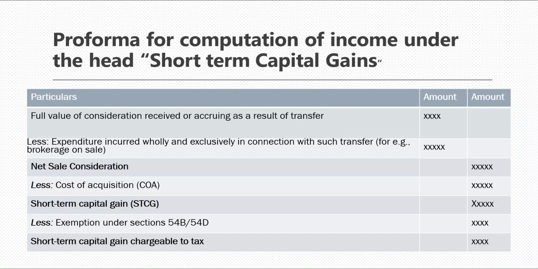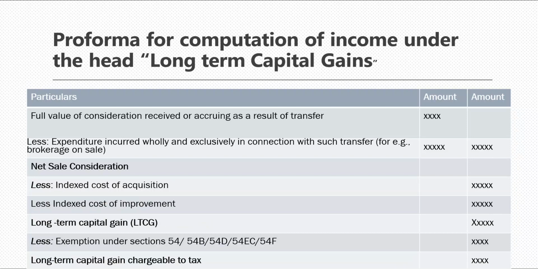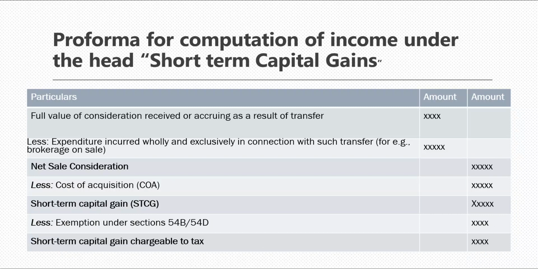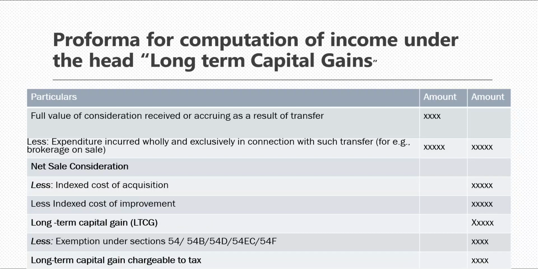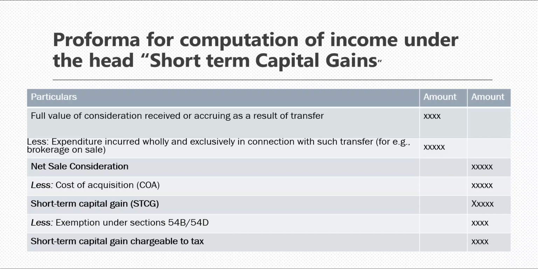Okay, so there are two kinds of gains, short term capital gain and long term capital gain. This is the format of the short term capital gain. Full value of the consideration, जितने का बेचा आपने. अगर आपने suppose 2 साल से पहले प्रॉपर्टी बेच दी, then it's a short term capital gain. If you are selling the property after 2 years, I am talking about land and building only, not shares. For shares it will be 1 year. So full value of the consideration less expenditure incurred wholly and exclusively in connection with this transfer, that is brokerage or stamp duty. Net sale consideration less cost of acquisition.